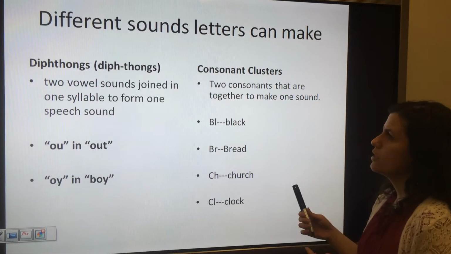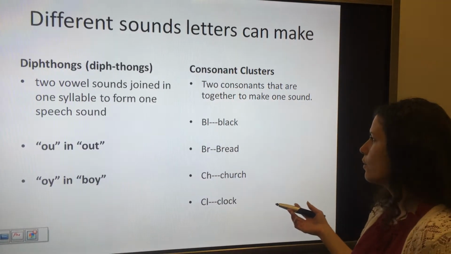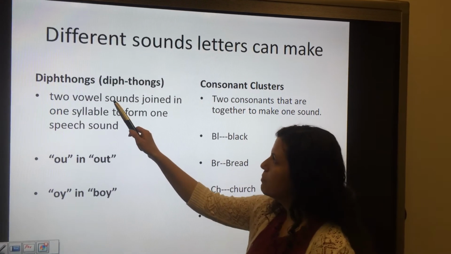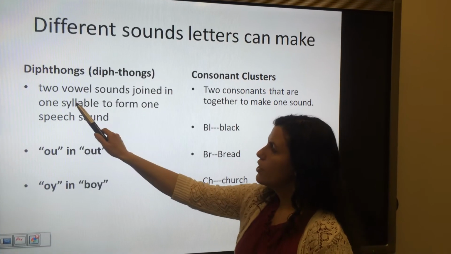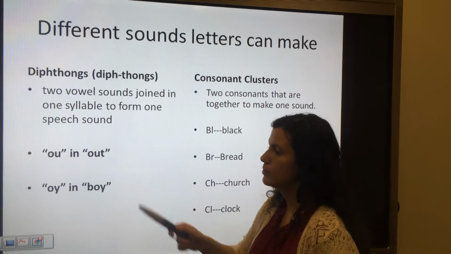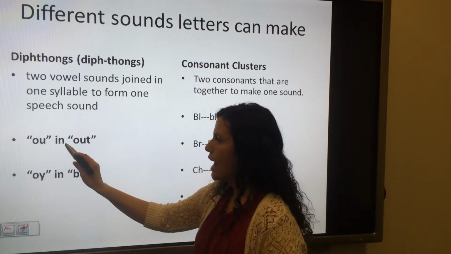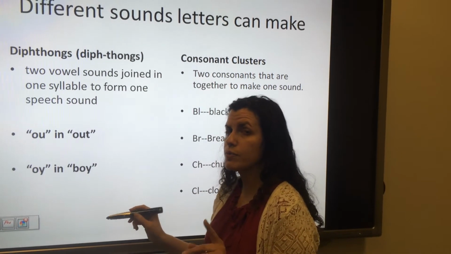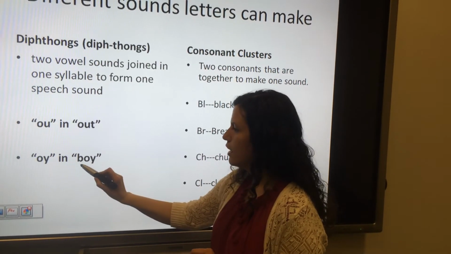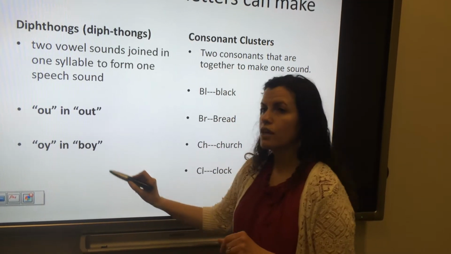Different sounds letters can make. Now these are just a few examples, but they're popular words in the language, so I want to go over these with you. Now we have something called a diphthong. Diphthong. There are 2 vowel sounds joined in one syllable to form one sound. So here we have O and U. There are 2 letters, 2 vowels, but they only make one sound. This is the word out. Here, the O and the Y make the oi sound, boy. It's only one sound.